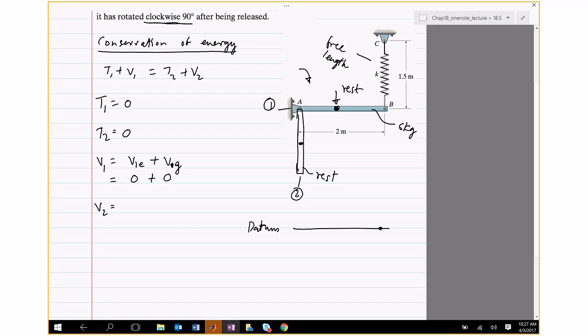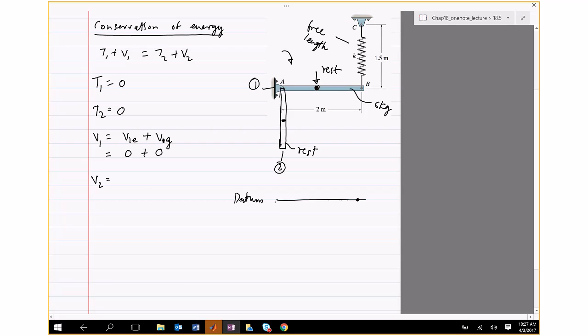Let's find V2. Okay, V2 is when the bar is this way. This is where mg is going to be. This is not a free body diagram, by the way. Again we have two parts: potential energy due to the spring and potential energy due to gravity. Let's do the potential energy due to the spring. The potential energy is half k delta s squared, where delta s is the extension in the spring. We're going to find that, and once we find that, we'll substitute it there.